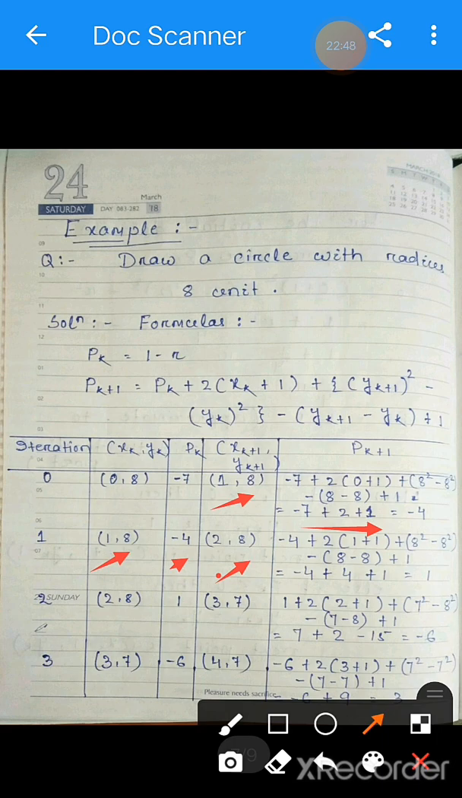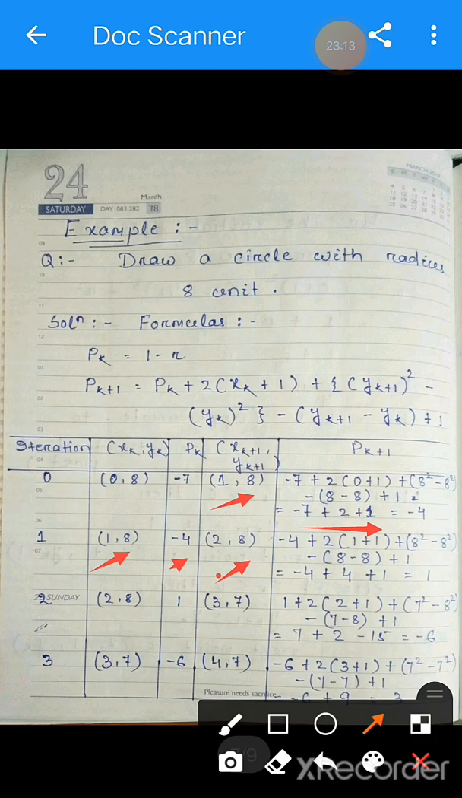Which value here? xk plus 1. xk is your 1, so here 1 plus 1. Then yk value is also 8, yk plus 1 is also 8. 8 square minus 8 square, this one is also cancel. Then yk plus 1 minus yk, 8 minus 8.